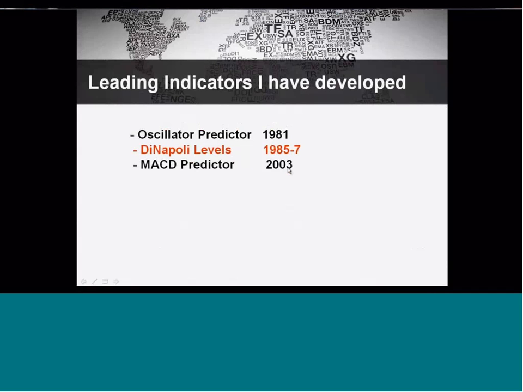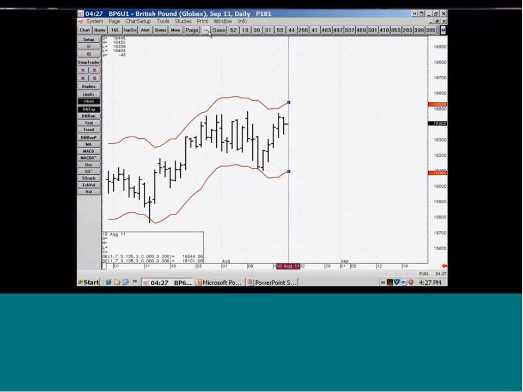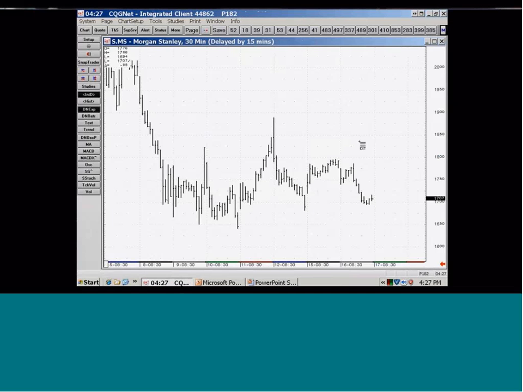The next thing we're going to discuss is the MACD predictor. I developed that in 2003, and the MACD predictor has some incredibly amazing properties to it. The most simple way to use this is just as a trend indicator. And as a trend indicator, you can see if we jump forward here to Morgan Stanley. By the way, I love trading Morgan Stanley. It's been very good to me. And we've got enough volatility with this stock to make some money. I trade a lot of stocks, triple ETFs, you name it, I trade it.